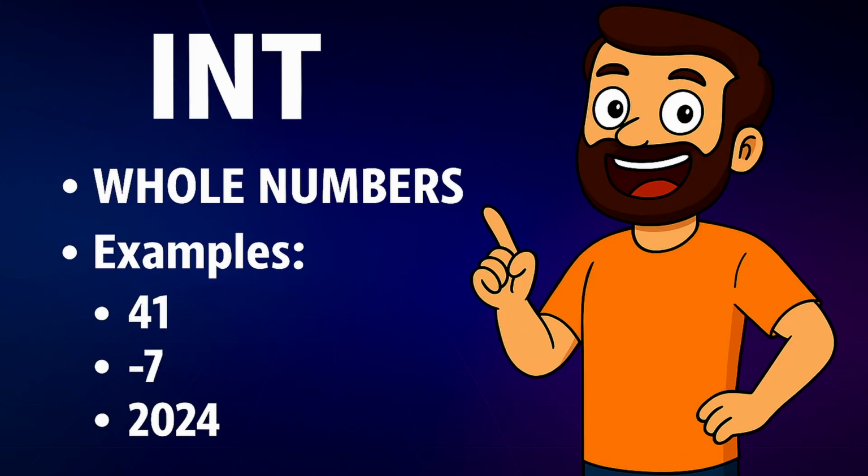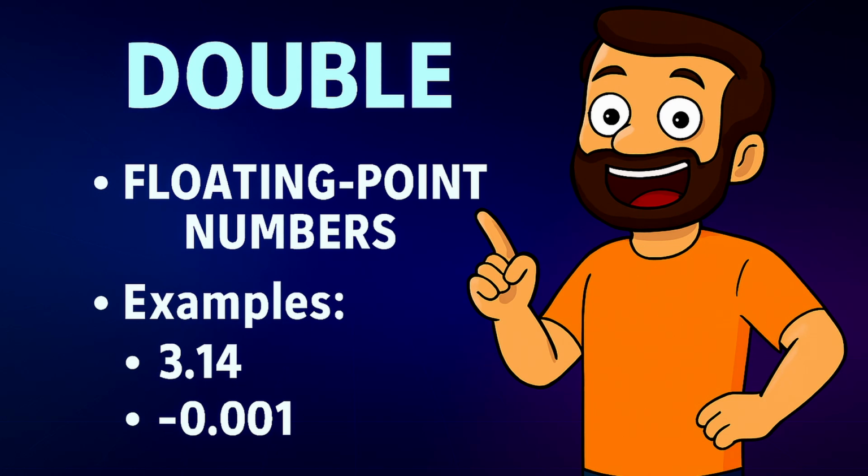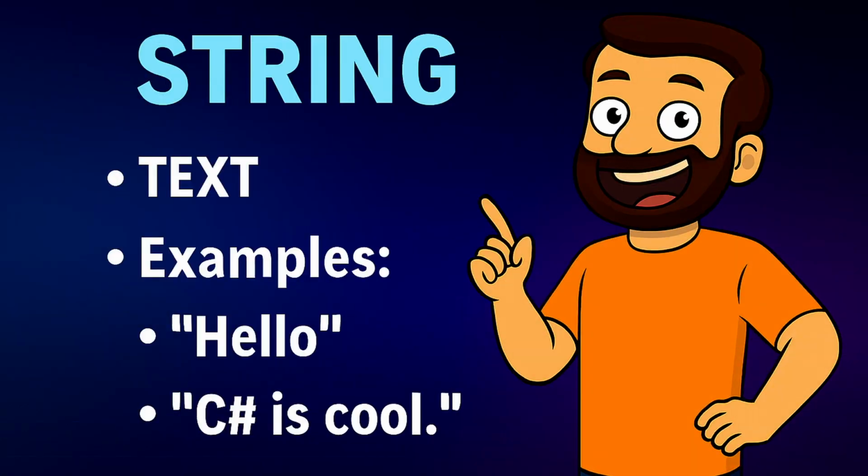First up, int. Use int for whole numbers like 41, -7, or 2024. It's perfect for counting, for loops, and of course for math. Need precision? That's where double comes in. Double handles floating point numbers like 3.14 or -0.001.